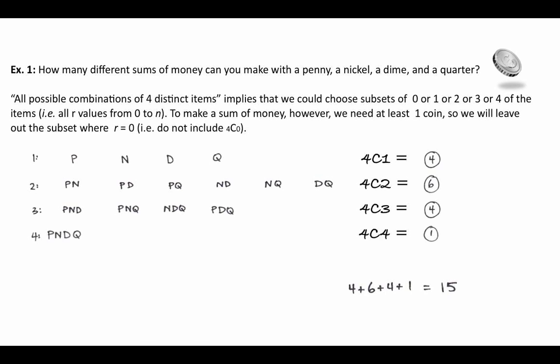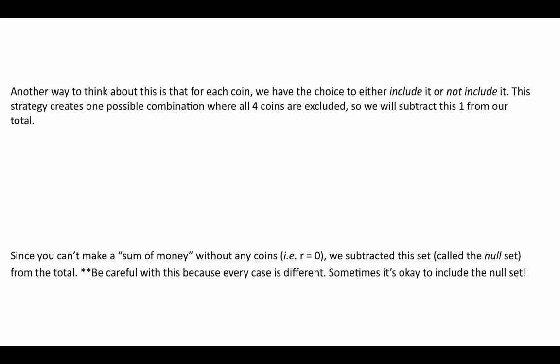Alternatively, another way to think about it is that for each coin, imagine each coin is a stage. You're standing in front of stage 1, which is coin 1, the penny, and we can either include it or not include it. We have 2 choices for that stage. Then we move to the next coin, and we can either include it or not include it. And then the next coin, include it or not include it. So each coin represents a stage.